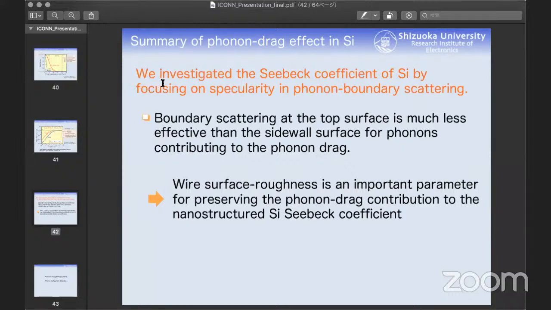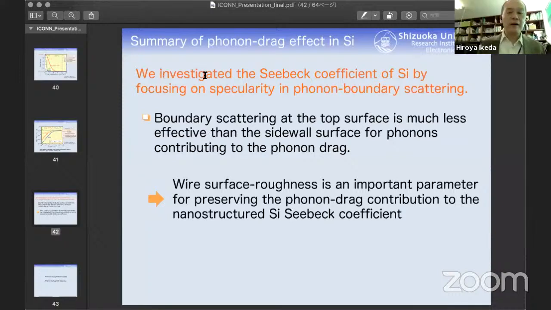Yeah, actually, I have one question. You are talking about how phonon scattering affects your Seebeck coefficient. Have you correlated this with the lattice thermal conductivity? And do you know how it affects the electrical conductivity? Because you are just showing the Seebeck coefficient changing through phonon drag.